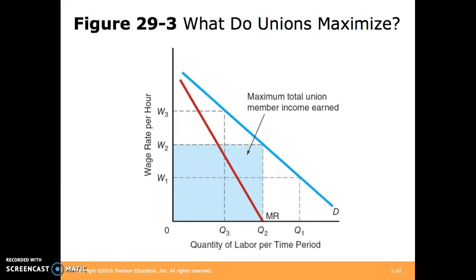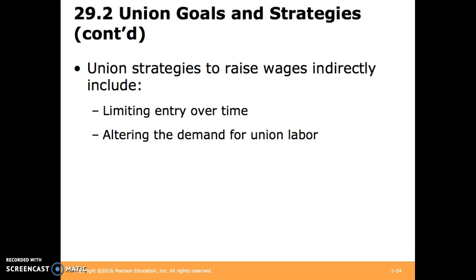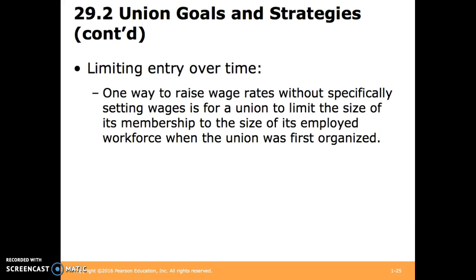The union's goal is to maximize the total union member income earned. Several union strategies include employing all union members, maximizing member income, and maximizing wage rates for certain workers. They attempt to raise wages indirectly by limiting entry over time and altering the demand for union labor. One way to raise wage rates without specifically setting wages is for the union to limit the total size of the employed workforce.